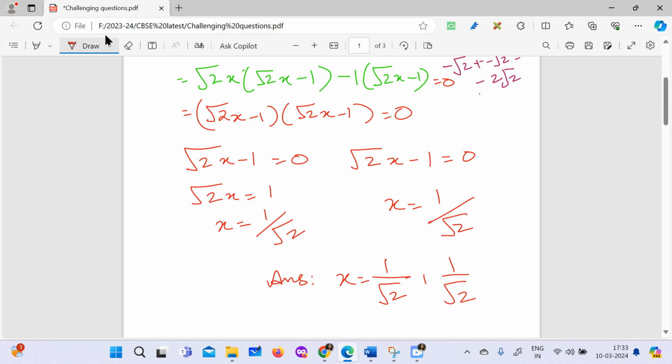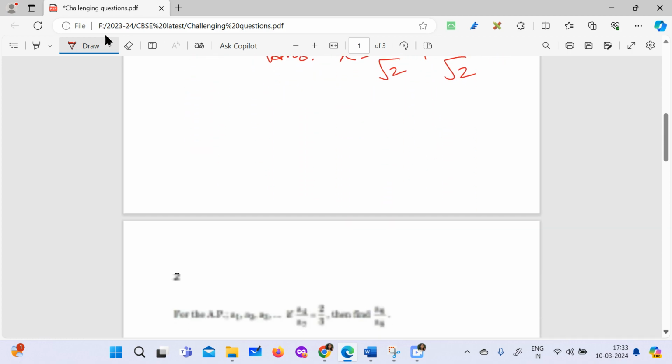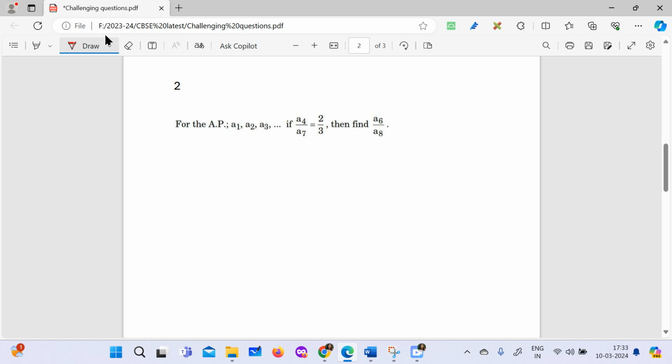Yeah, let's move to the next question. Wow, this question is from AP. For the AP A1, A2, A3, if A4 upon A7 is 2 over 3, then find A6 over A8. So here they have given A4 over A7, that is 2 over 3. Okay, so this is your AP.